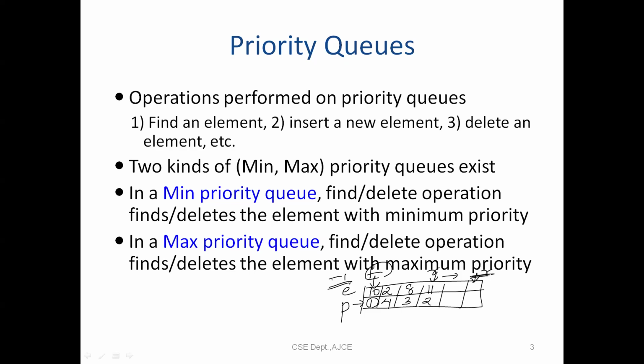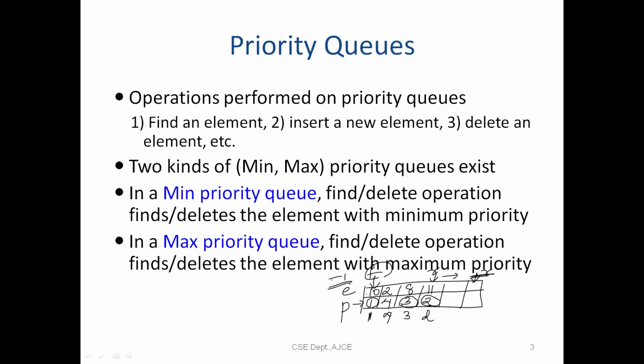If 1 is the highest priority, then naturally the next priority will go to the element which has priority 2. Next, it will go to the element which has priority 3, and so on. So the order it will be removed will be first this, and then this one will be removed, then this one, and then this one. So this is the order it will be removed.